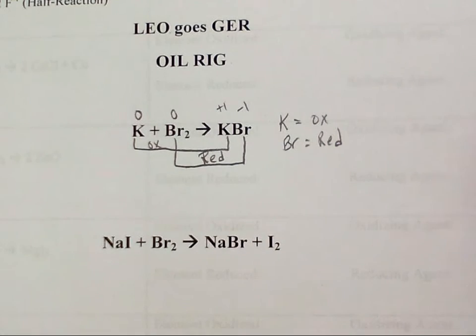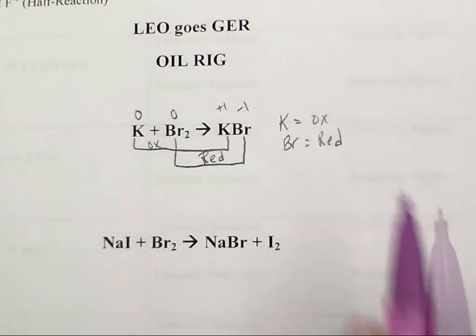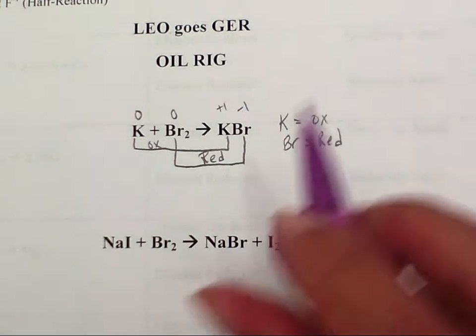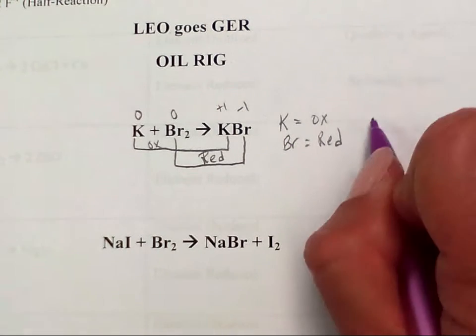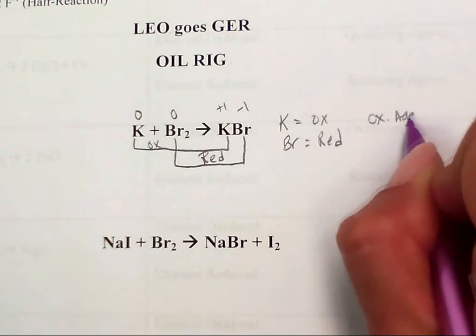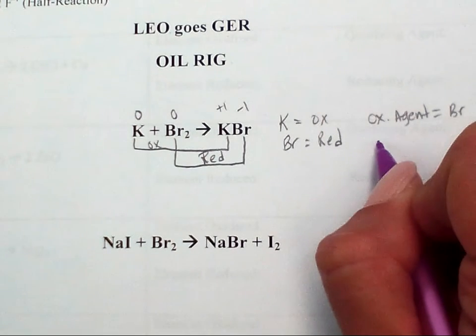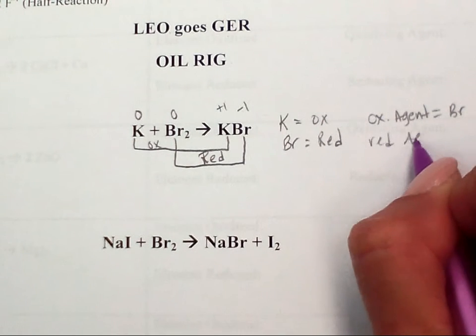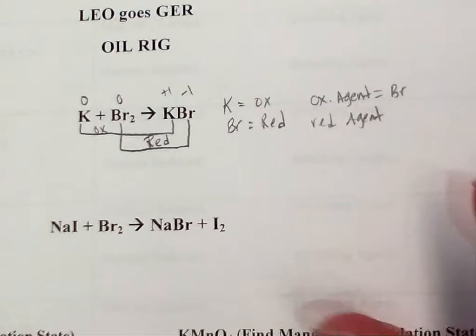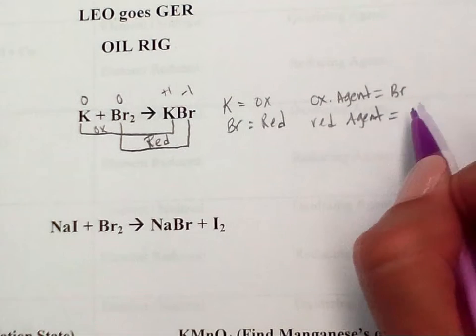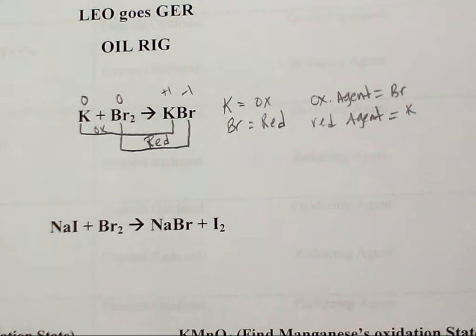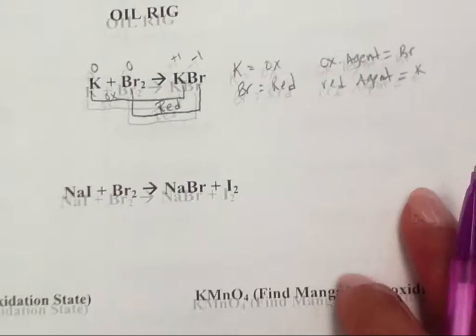When it comes to the agent, meaning what allowed for this to happen, the oxidizing agent for potassium would be bromine, and the reducing agent is potassium. Okay, so it's just the opposite. Let's do one more of these.